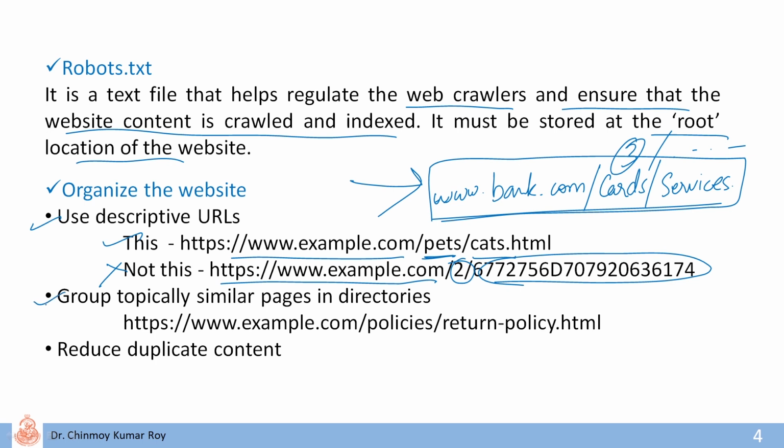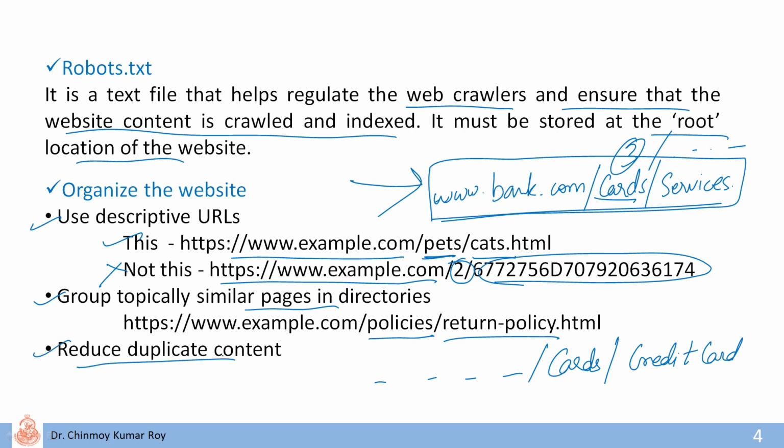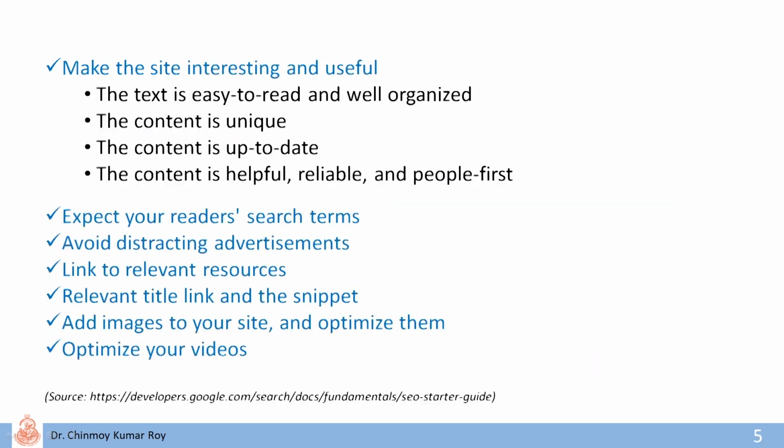Also it should be properly grouped. Like in policies there is a return policy, in cards there would be, say, credit card, right? So in this way you need to group the similar pages topic-wise in different directories, and in this way you can also reduce the duplicate content. Duplicate content should be reduced to facilitate the web pages to be crawled and indexed in a very proper way.